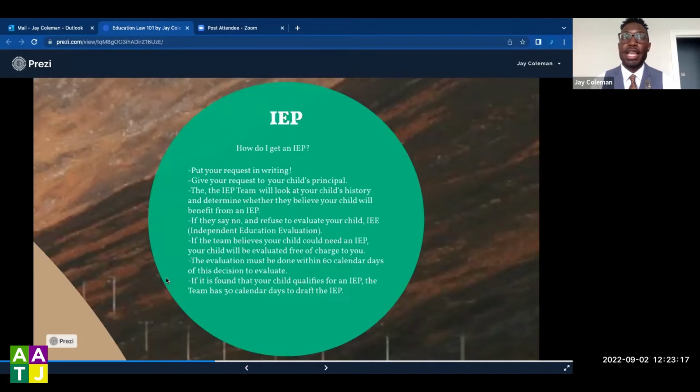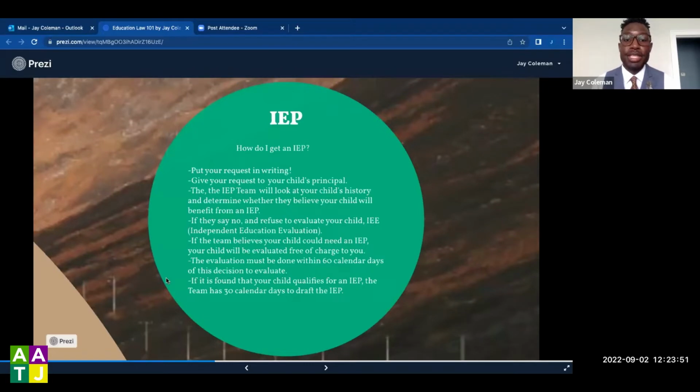You need to explain that your child, or your client, is struggling in whatever class or whatever aspect, and you need to make sure that there's a date on your request. Give your request to your child's principal. Now, there are some school districts that'll tell you that you could give it to your child's teacher or your child's school counselor, but the federal regulations say to give it to your child's principal. So to make sure that you have all of your I's dotted and your T's crossed, give the request to your child's principal.